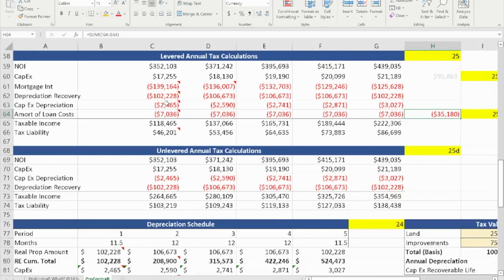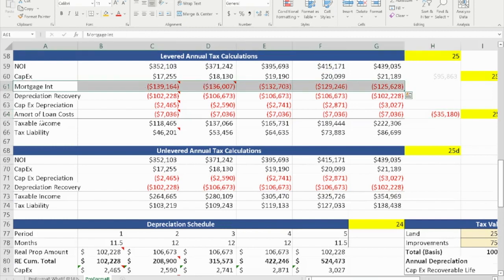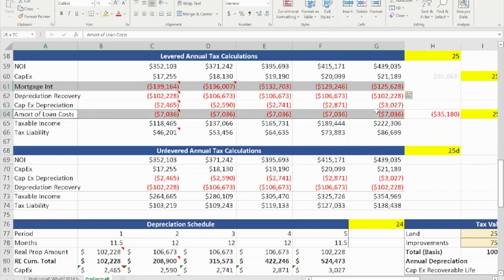The only difference between the levered annual tax calculation and the unlevered annual tax calculation is going to be the mortgage interest and the amortized loan costs. I'm going to highlight those in yellow so you can see, because the unlevered annual tax calculation will look very much like the levered annual tax calculation, with the exception of these two things that I just highlighted in orange. So therefore, we're going to bring down the NOI from the levered. And if you do that, you don't have to anchor it. You can just drag it across to get your same NOI for the unlevered annual tax calculation.